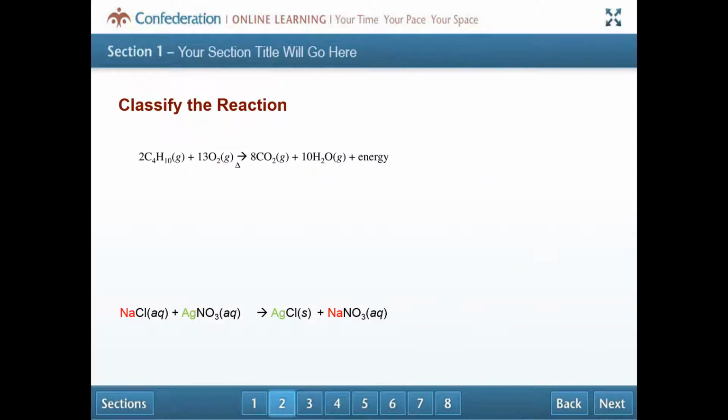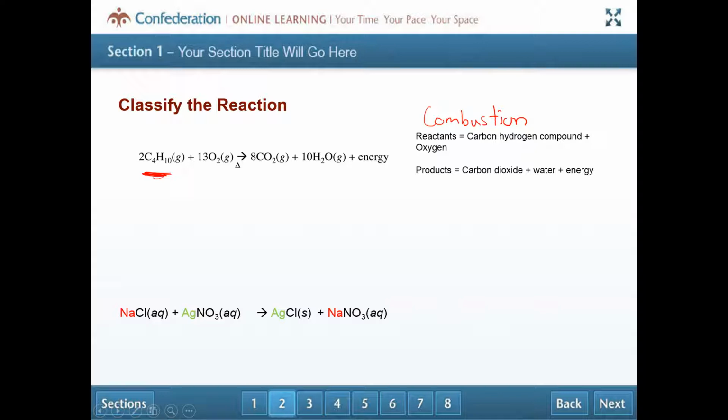Here's another one. Okay, very similar. Look at this. We've got an alkane here. That's butane because it's got the 4 carbons. We're starting with oxygen, ending with carbon dioxide and water. So again, that's a combustion reaction. It's got all the characteristics of a combustion reaction. Combustion reactions are really quite easy to spot because of that oxygen, carbon dioxide, and water. You always have those.